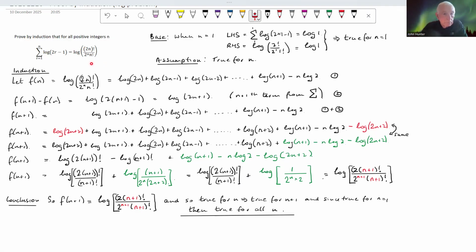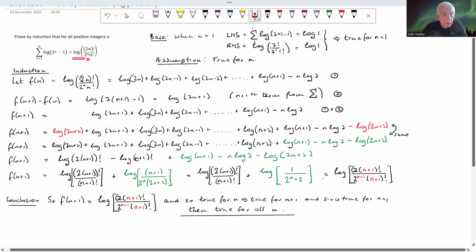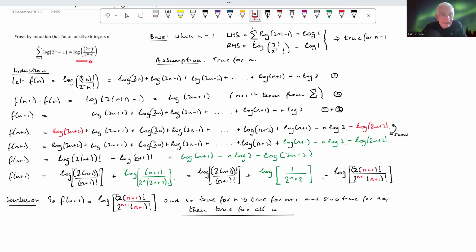The thing to observe here, of course, is we've got a log of a product and then quotient of things, and of course the log of a product is equal to the sum of the logs. So we're going to use that identity in order to help solve this. Right, so let's have a go.